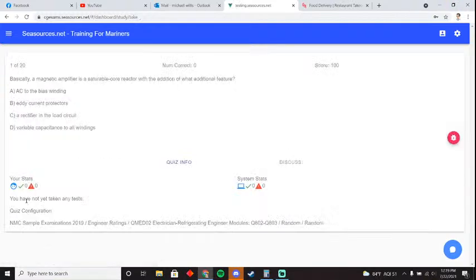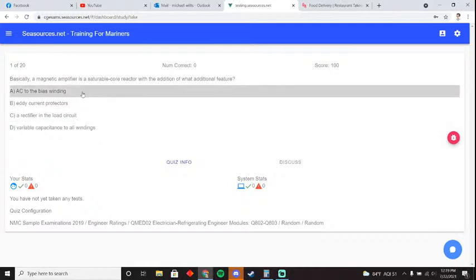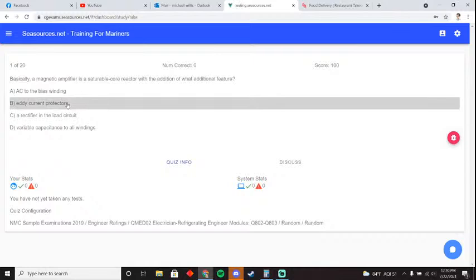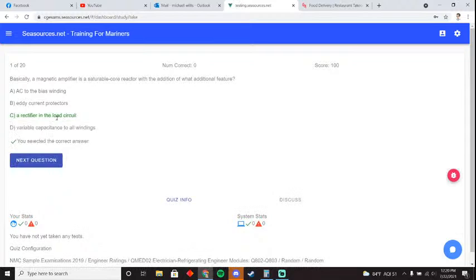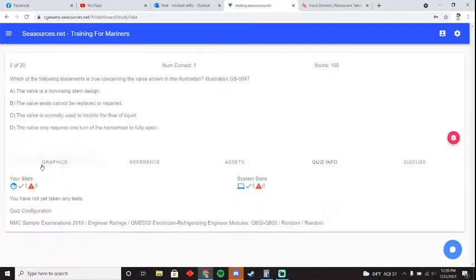Let's do another test. A magnetic amplifier is a saturable core reactor with the addition of what additional feature? Magnetic amplifier. Okay, I think it has a rectifier in the load circuit. Yes, I remembered that. It's been a while since I've done electrical stuff, but I can do it.